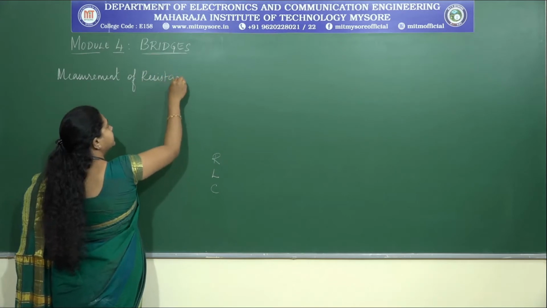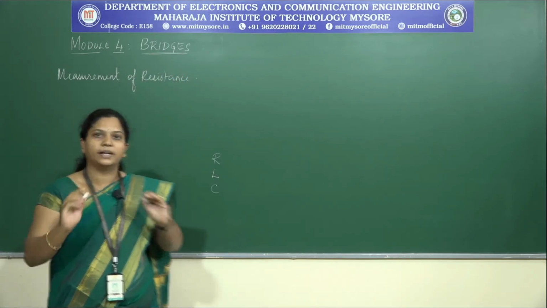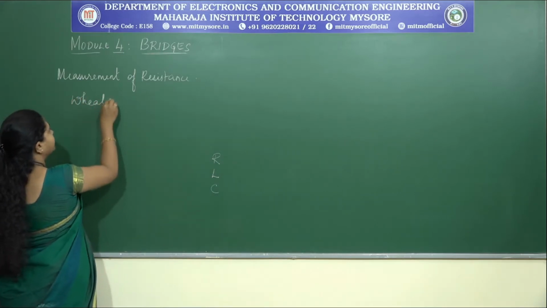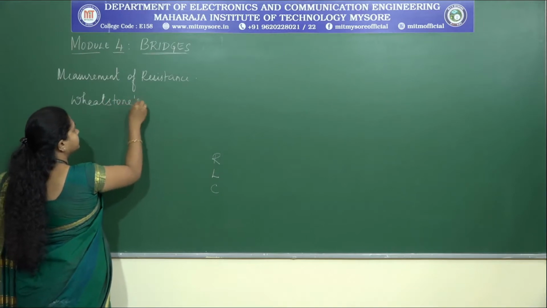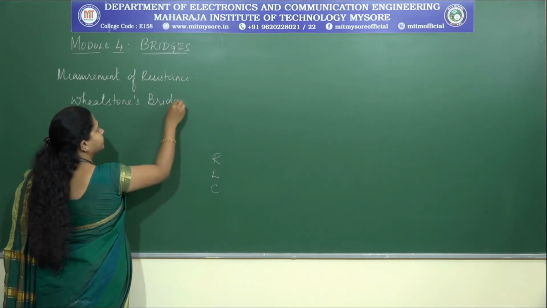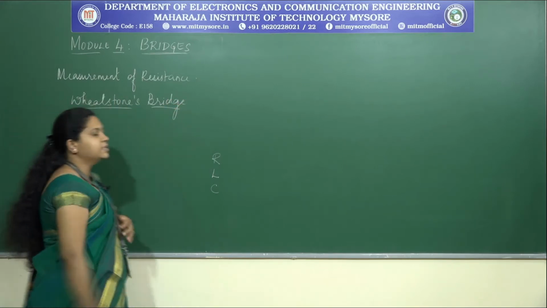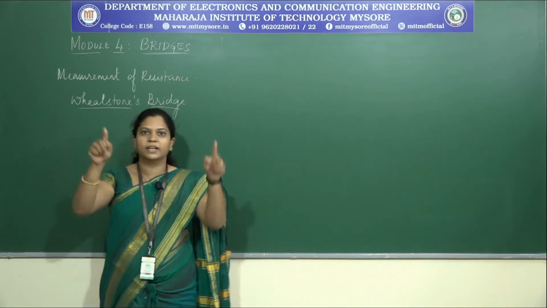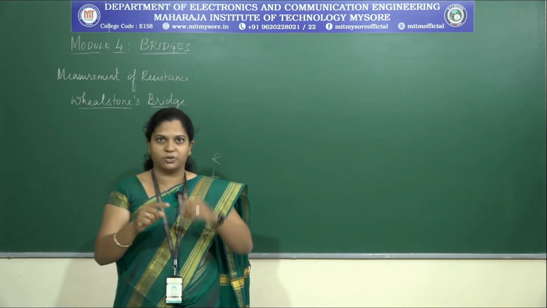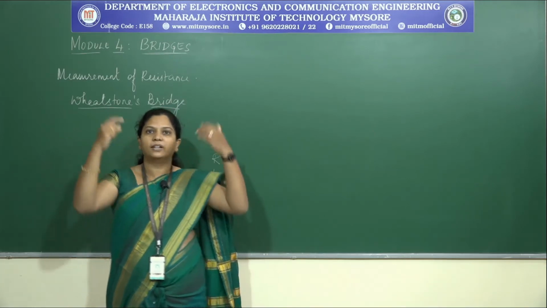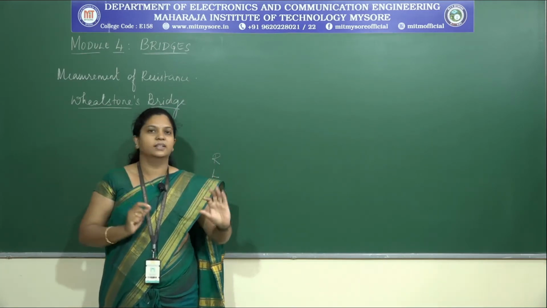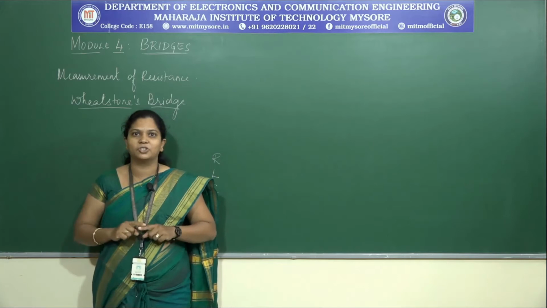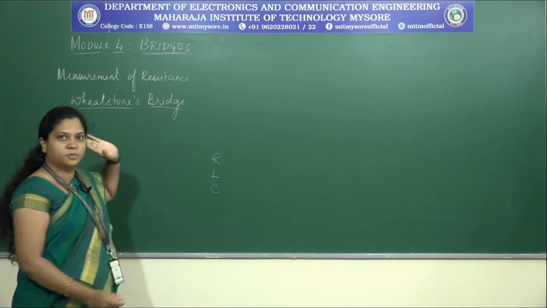To measure the resistance, the most accurately used method is the Wheatstone Bridge. As soon as I say Wheatstone Bridge, you will get an idea of a square shape where you have 4 arms with resistors, and 2 resistors are already fixed. The third one is a variable. You have to determine the unknown quantity. That is what comes into picture when we say Wheatstone Bridge, isn't it?